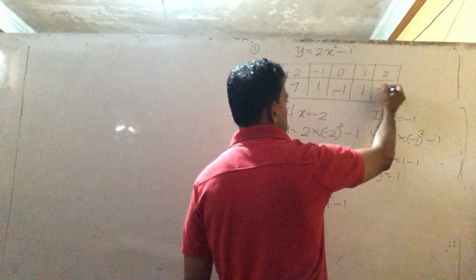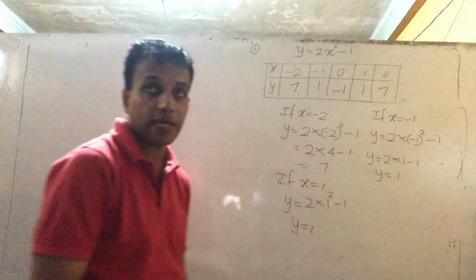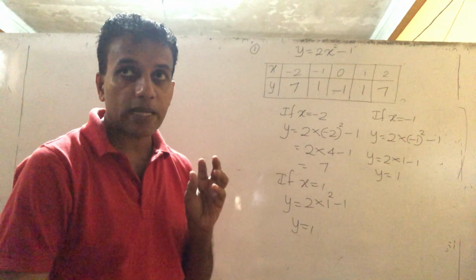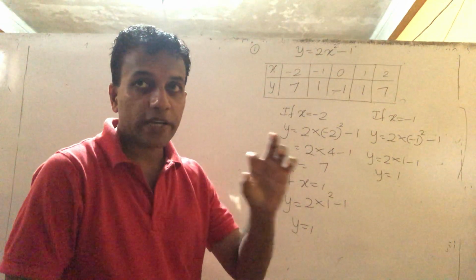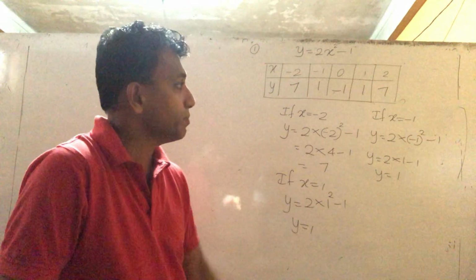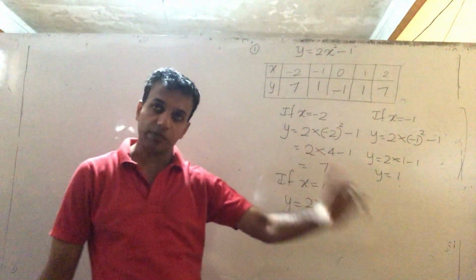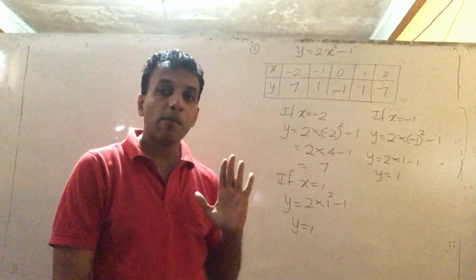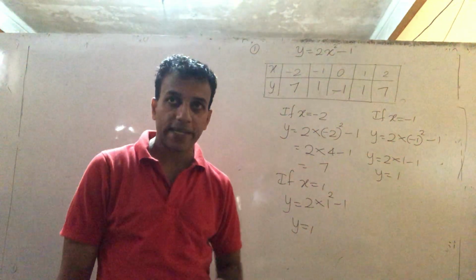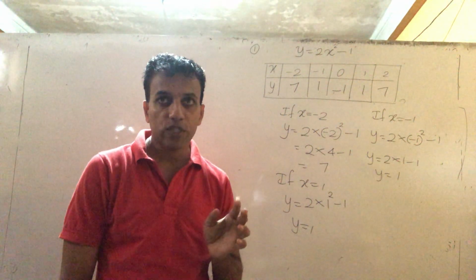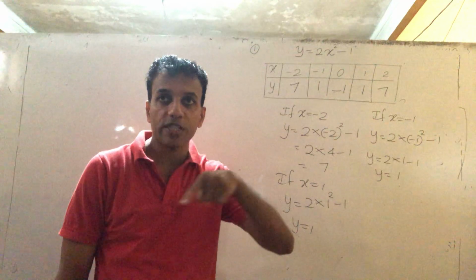I said last class, after completing the table, see that the y values are always symmetrically distributed: 7, 7, 1, 1. Is this graph a minimum or maximum? In the very first video I explained the idea: when x squared has a positive coefficient, the graph has a minimum.